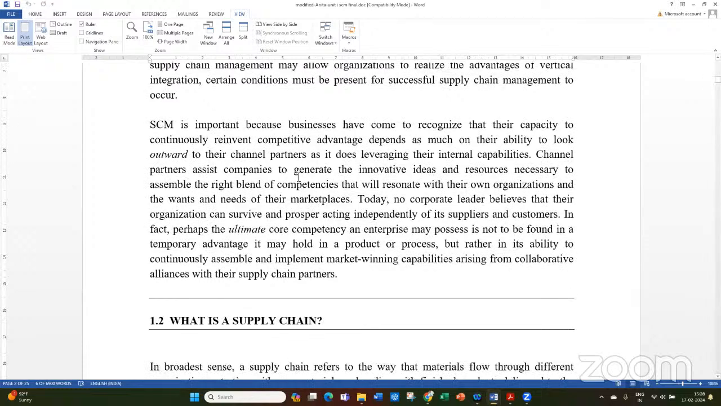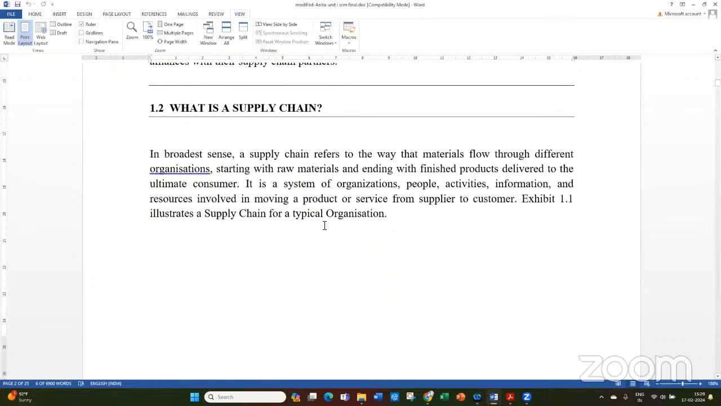So that's why here you have to think what is supply chain. Supply chain refers to the way the material flows through different organizations, starting with raw materials and ending with finished goods delivered to customers. This has already been discussed just now, the way that materials flow through different organizations.